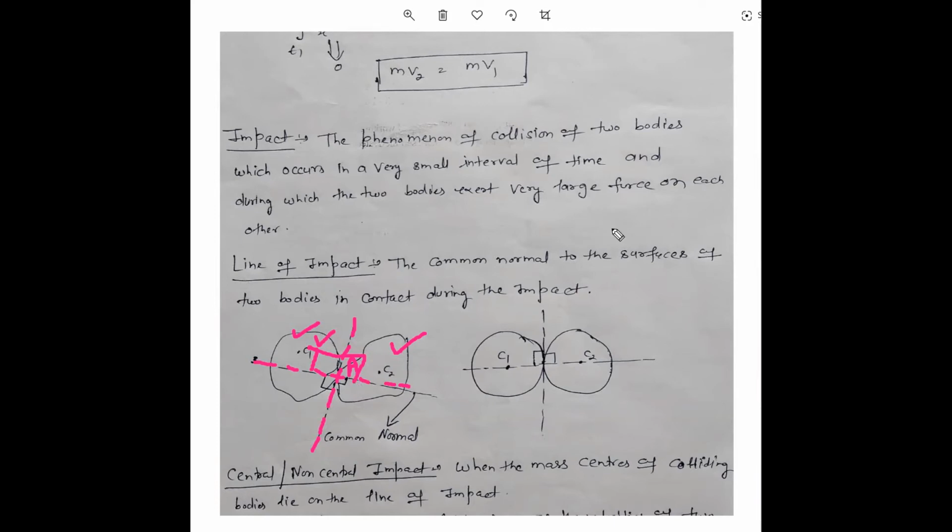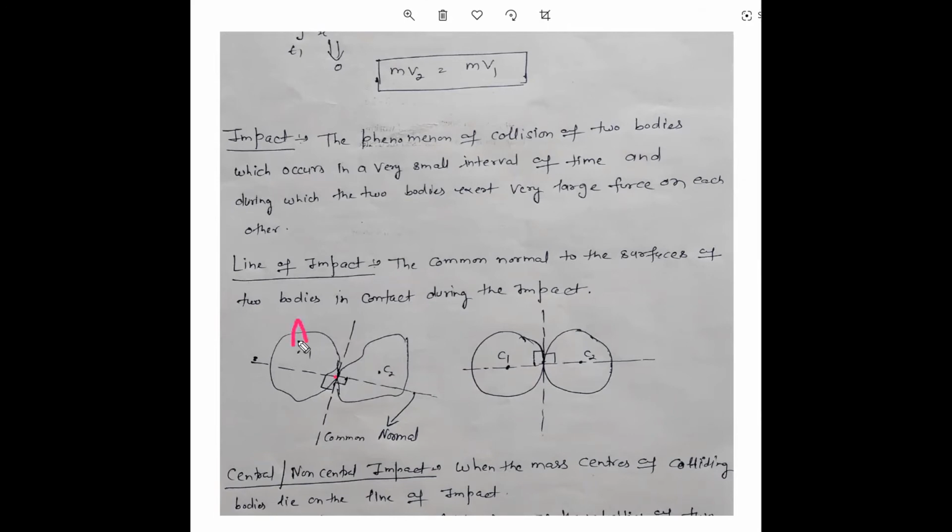What is the utility of this? When you are interested in the direction of action and reaction, that always acts on the line of impact. ठीक है, फॉर एग्जाम्पल हमें नहीं पता ये बॉडी कहाँ से, in which direction the body is coming. ठीक है, we have the information just during the impact. जब बॉडी आपस में कोलाइड किए, इम्पैक्ट हुआ है, उस टाइम हमारे पास इंफॉर्मेशन है, इस पॉइंट के ऊपर कॉन्टैक्ट हुआ है.